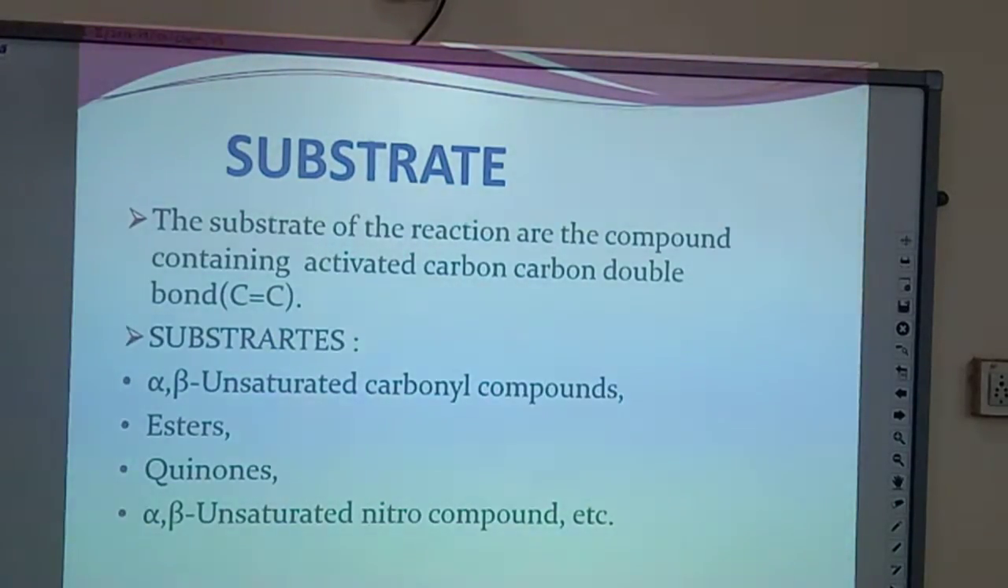So let us see what are the substrates used for this reaction. The substrates which are going to be used for these reactions are compounds containing an activated carbon-carbon double bond. That is, with respect to the carbonyl group, a carbon-carbon double bond is a must. We have a list of substrates: alpha beta unsaturated carbonyl compounds, then some unsaturated esters, phenones, and alpha beta unsaturated nitro compounds, etc.